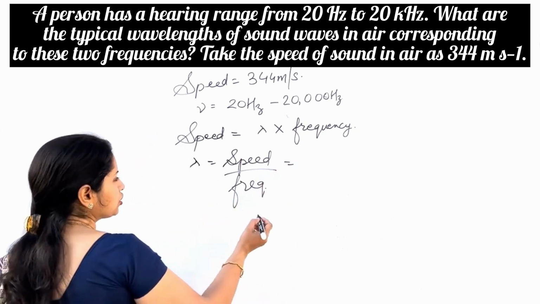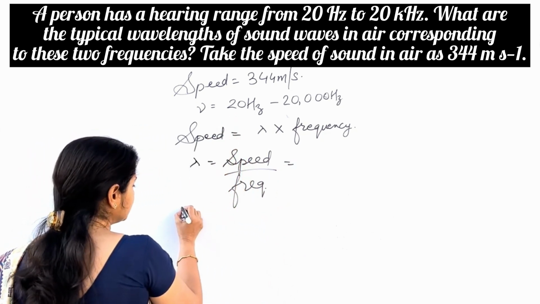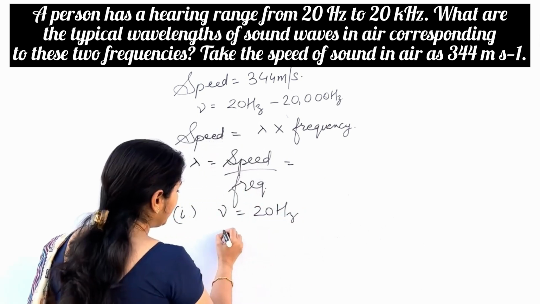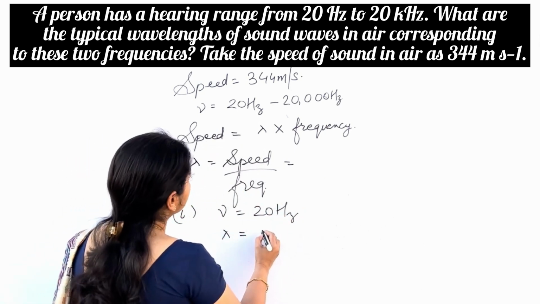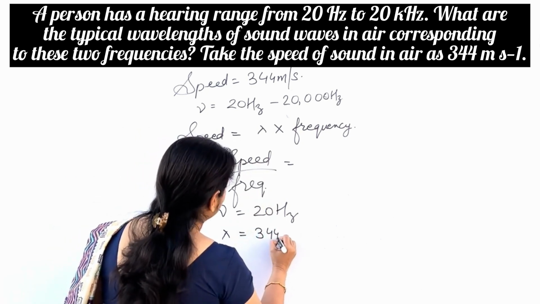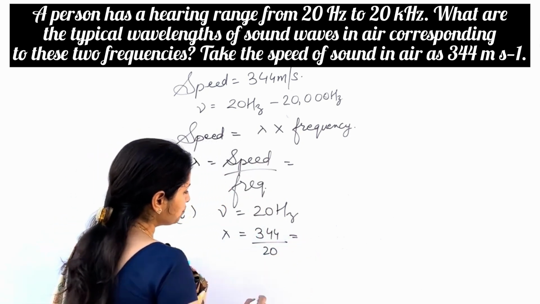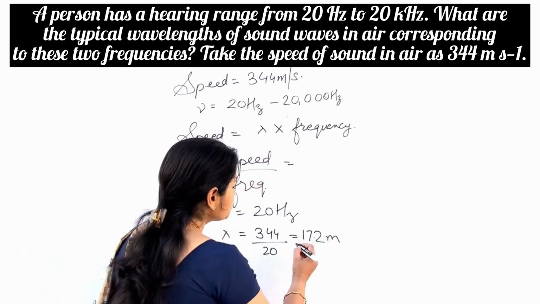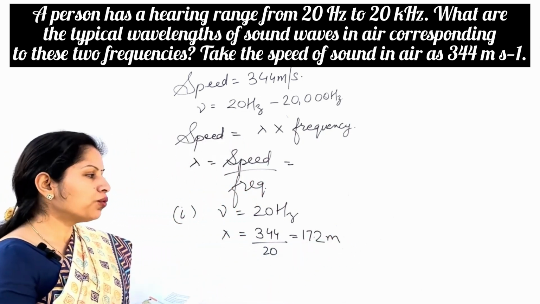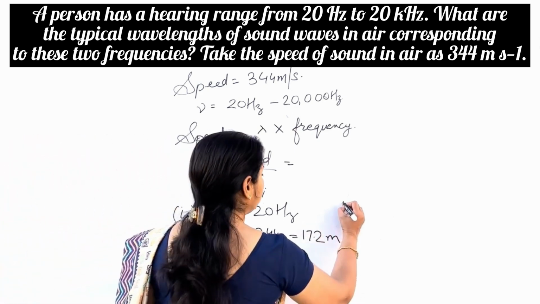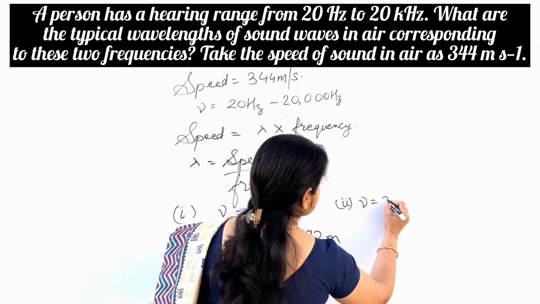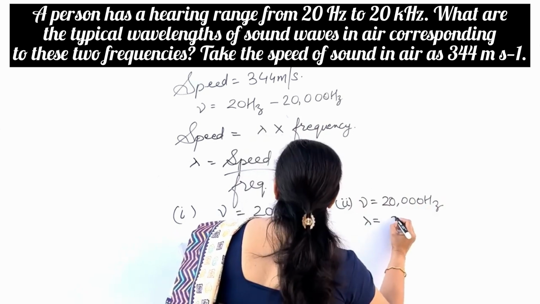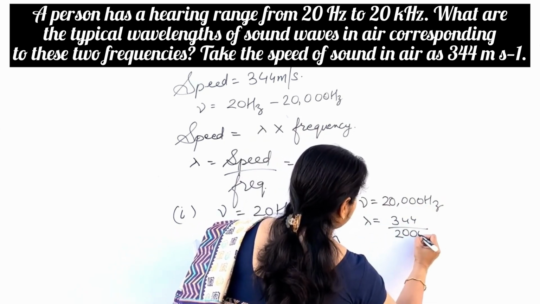So in the first condition, when the frequency is 20 Hertz, then the wavelength is equal to speed, that is given as 344 upon 20, that will come out to be 344 divided by 2 is 172 divided by 10, so it's 17.2 meters. So the wavelength corresponding to 20 Hertz is 17.2 meters, and the wavelength when the frequency is 20,000 Hertz will be wavelength equal to speed, that is 344 again, but now we have to divide it by 20,000.